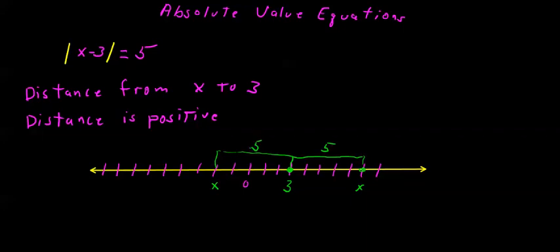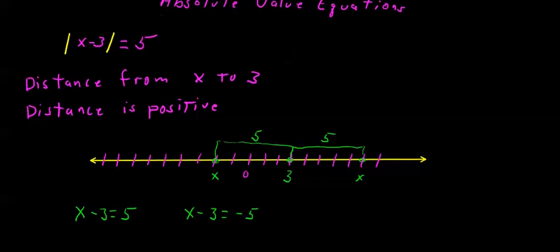That is also x. Here, I see that x is larger than 3, so x minus 3 is equal to 5. And here I see that x is smaller, it's a negative number, so x minus 3 would equal negative 5. But since the absolute value, the distance, is always positive, we say that from here to here is 5 units.